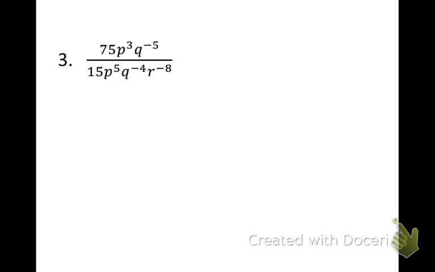Number 3, again, let's take care of our numbers first. What's going to go into 15 and 75? Well, 15 will go in here once and go in here 5 times, so if you didn't know that, you could divide by something smaller if you needed to. So we do have a 5 to start with. P to the third, P to the 5th, so we're going to be subtracting those. We're going to get P to the negative 2. Q to the negative 5 minus negative 4 would become plus positive, which would make it Q to the negative 1. And then I do still have my R to the negative 8 down here since I don't have any there.